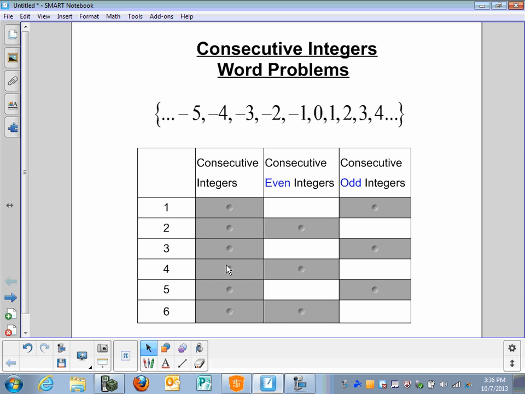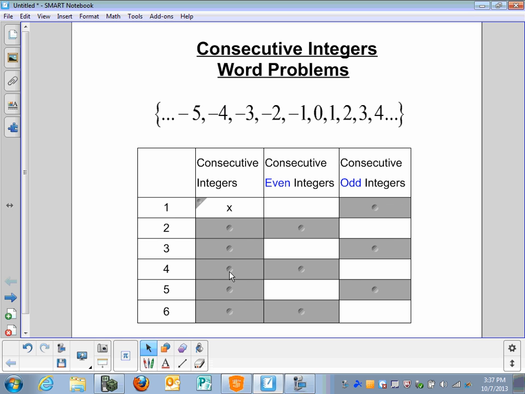In order to solve these word problems, we need to represent these integers algebraically. Consecutive integers are numbers that are in order: 1, 2, 3, 4, 5. So if I wanted to represent a number algebraically, I could call it x.